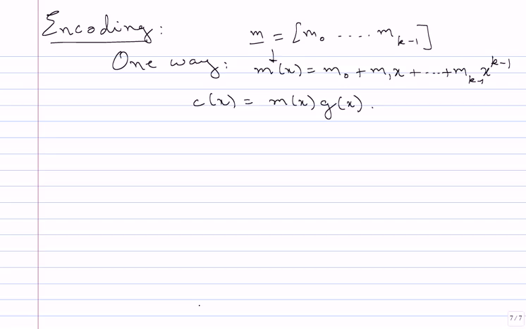One thing this encoding is not is systematic. The message bits do not appear by themselves in the code word. You're doing m(x) times g(x), and there's no guarantee that m(x) will appear on its own. It won't in most cases. So that's a bit of a problem.